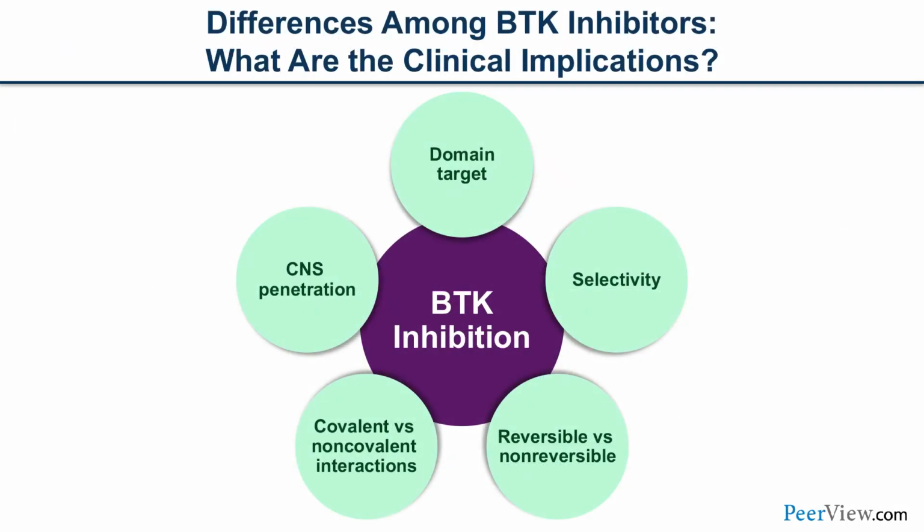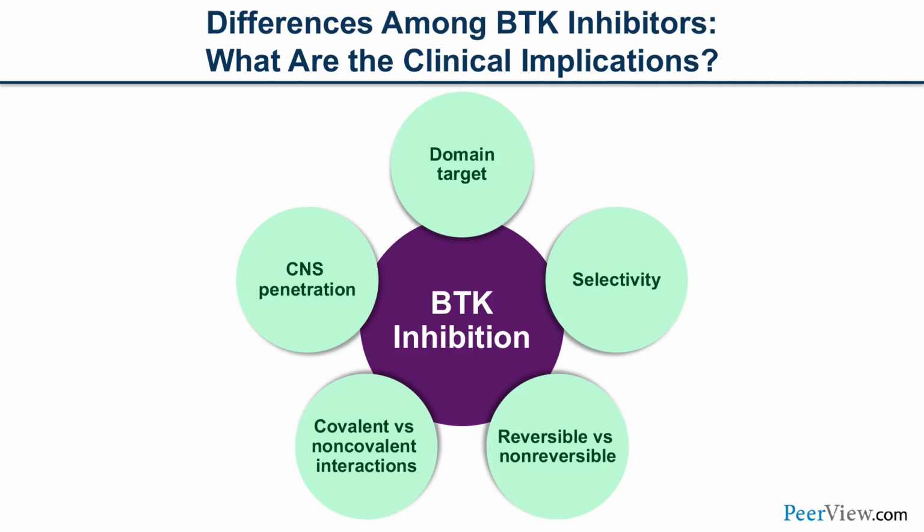So as I ended my talk at the beginning of this, the differences in terms of how you inhibit the enzyme, selectivity, the domain of the enzyme you bind to. We've heard about other aspects of BTK inhibitors that are going to play a big role in how they work. So the domain target is one, selectivity. You heard from Ji-Won the notion of reversible versus non-reversible, covalent versus non-covalent binding. And then you saw the data from Tolebrutinib for CNS penetration.